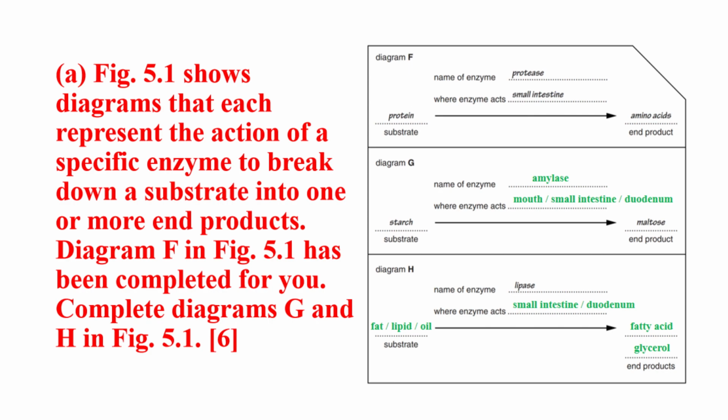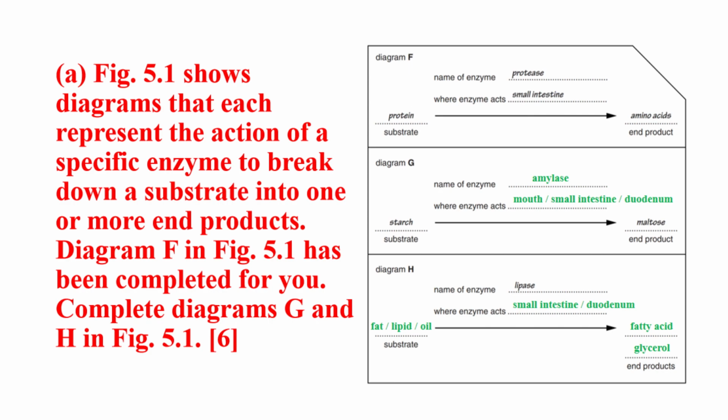Moving on to diagram G, we see the enzyme amylase. Amylase acts in the mouth, small intestine, or duodenum, pick one, where it begins the digestion of starch. Starch is broken down into maltose, a simpler sugar, which is further digested as it travels through the digestive system. Finally, let's examine diagram H. Here, we have the enzyme lipase, which functions in the small intestine or duodenum, pick one. Lipase is responsible for breaking down fat, lipid or oil, choose one. The enzyme splits them into fatty acid and glycerol.